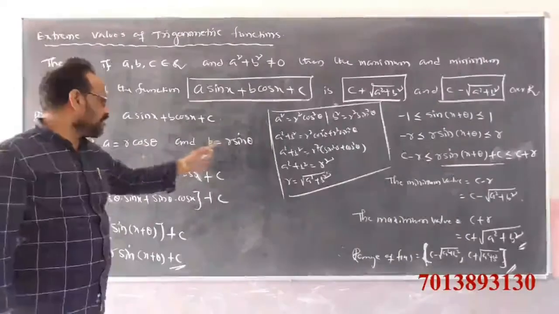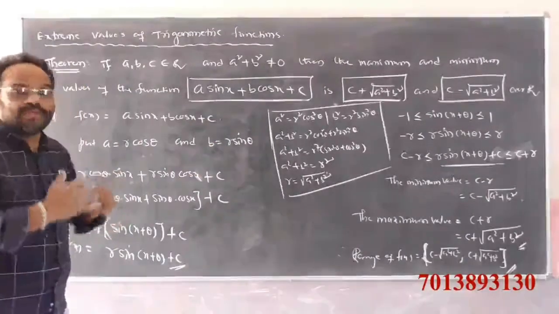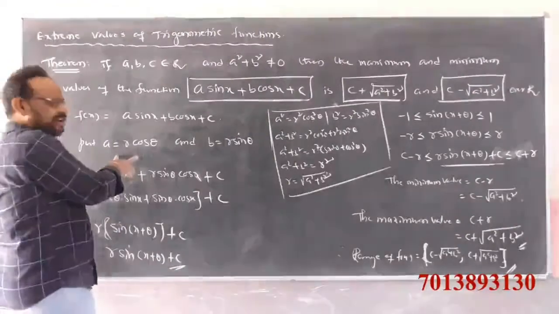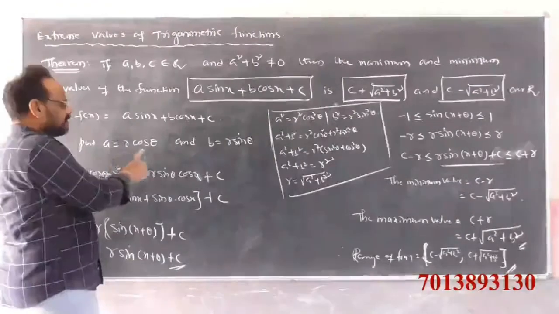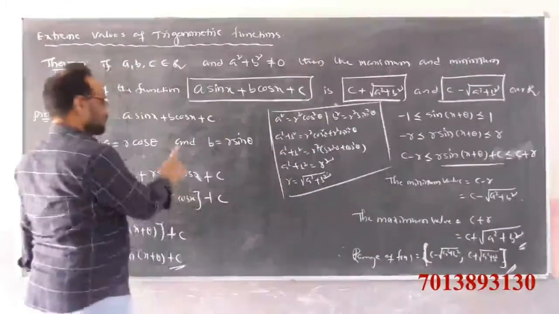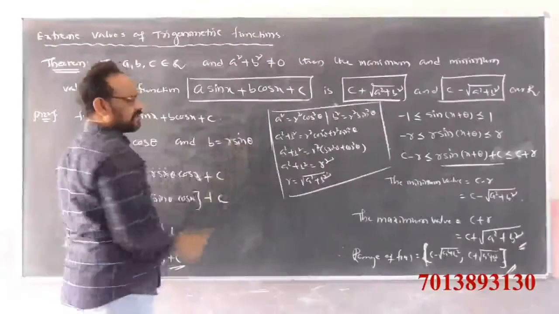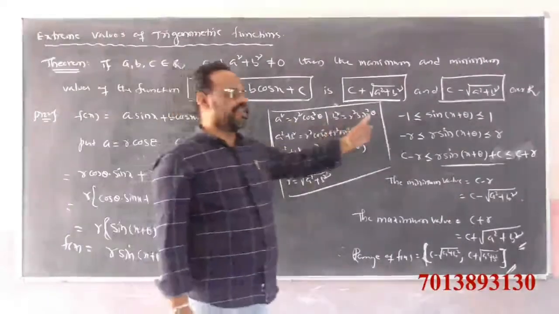What is the value of r? By using a and b, we eliminate theta. How do we eliminate theta? By squaring on both sides. a square is equal to r square cos square theta. Here also, squaring on both sides, b square is equal to r square sin square theta. We get two equations, equation 1 and equation 2.